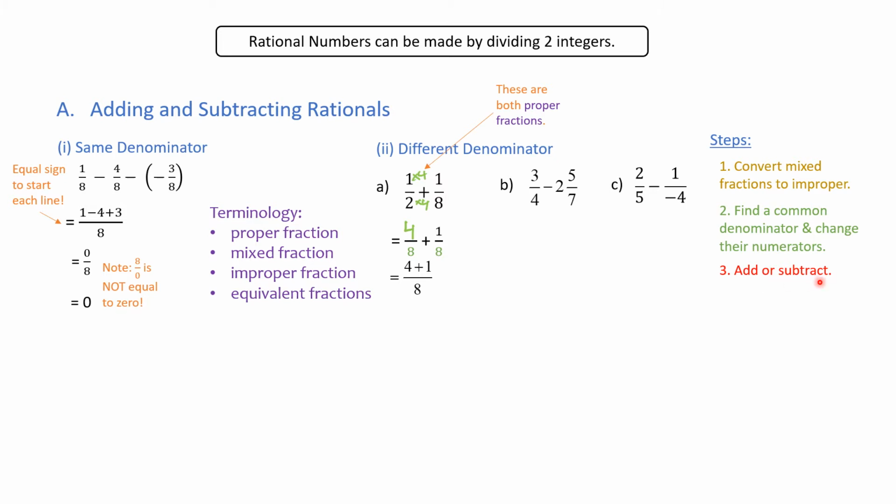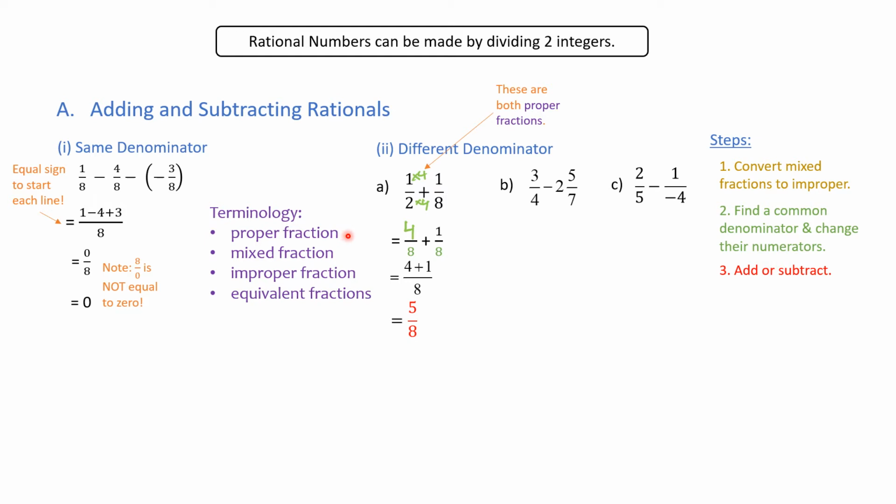So I look at my numerator, 4 plus 1 is 5. So I tried to make these colors here match these colors here so you could follow the steps a little easier. So the green matches the green here. So 5 over 8 is our final answer. Now, can you tell me, is that proper, mixed, or improper? Hopefully you can recognize that that's a proper fraction because the numerator is less than the denominator.